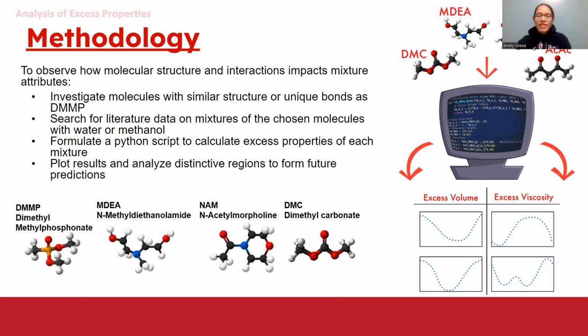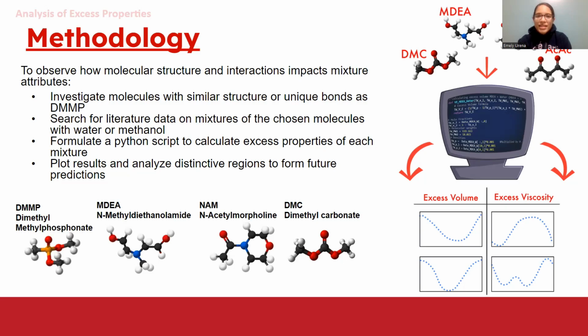Since my research was split into portions of literature data analysis and the investigation of the Peng-Robinson equation of state, I will begin with the literature data analysis component. To observe how molecular structure and bonding may impact excess properties, similar molecules to DMMP had to be found. For this study, we used the molecules N-methylethanolamide, MDA, N-acetylmorpholine, NAM, and dimethyl carbonate, DMC, as our comparative molecules due to their similar size and bonding properties to DMMP.